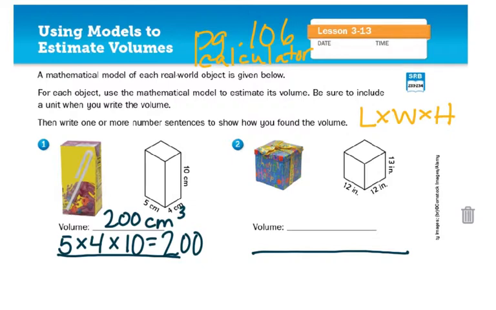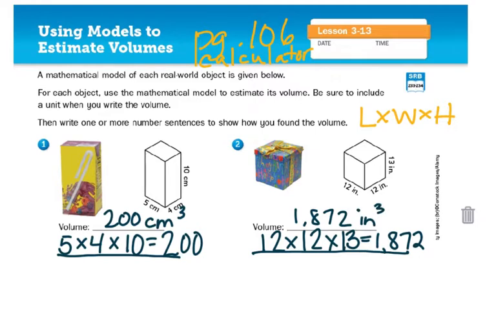All right, this gift box. Length times width times height, 12 times 12 times 13. Here is where I'm going to allow you to use your calculator, because today we're not focusing so much on multiplication as we are just reviewing how to figure out volume. So on your calculator, take 12 times 12 times 13. And what do you get? 1,872. So the volume is 1,872 inches cubed.